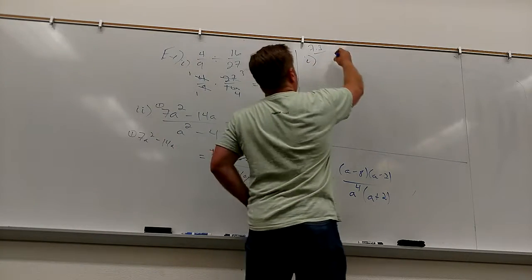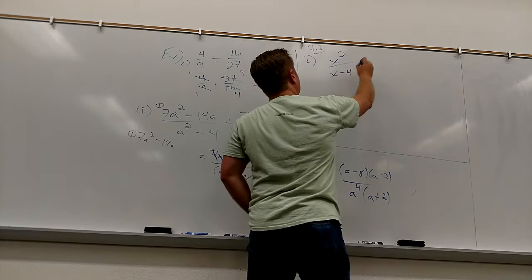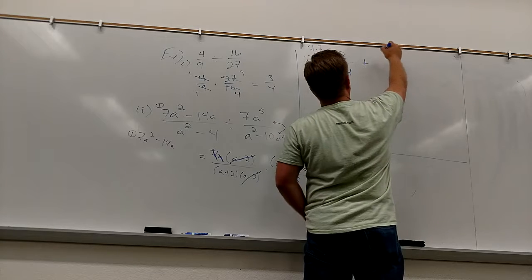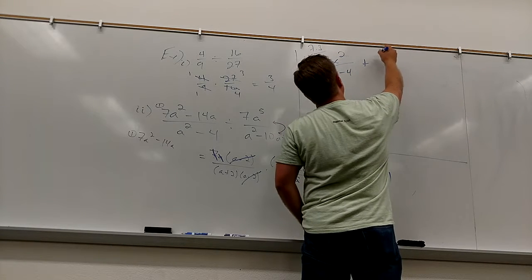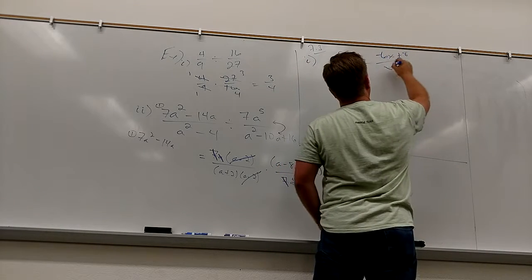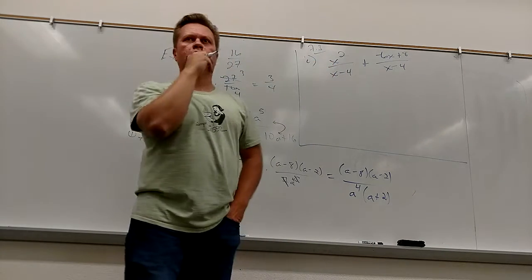So, for example, if I had x squared over x minus 4 plus, what you got, Jeff? I don't know, man. Let's do negative 6x plus 8 over x minus 4. Yeah, that'll work.